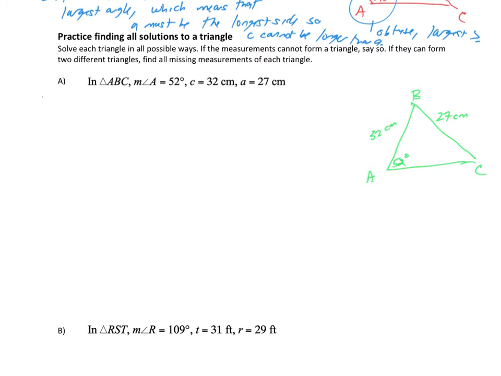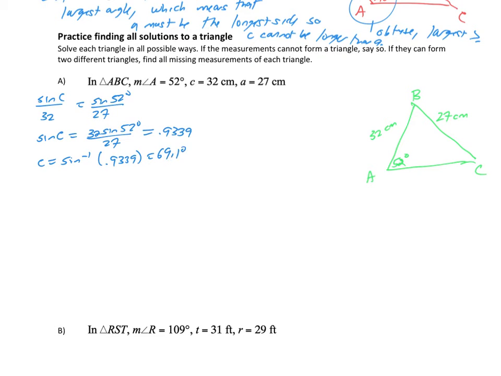Okay, so we'll start. Sine of C over side length C, which is 32, is equal to sine of 52 degrees, that's angle A, over 27, side length A. Multiply both sides of the equation by 32. So sine of C is equal to 32 sine 52 degrees over 27. If we enter that in the calculator, and please do that on your own, you get 0.9339. So C is going to be sine inverse. Remember, when we need angles, we're going to use sine inverse of 0.9339. That turns out to be 69.1 degrees.